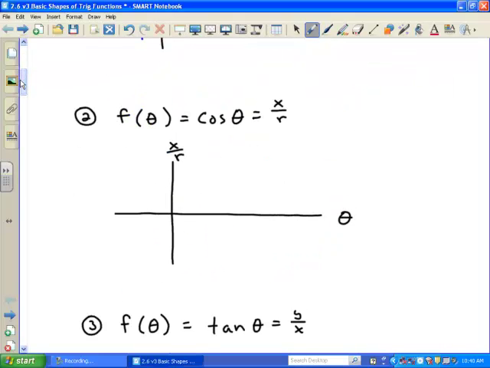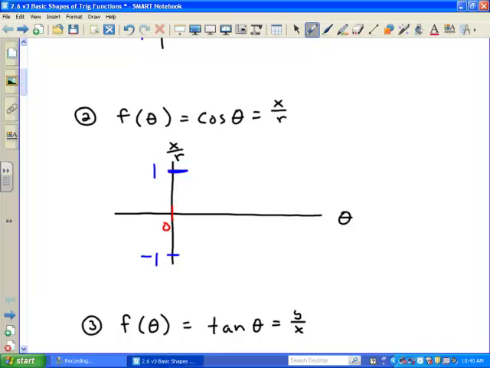Number 2, for f of theta equaling cosine of theta being the value x over r. The horizontal axis is once again theta, and the vertical axis is the value x over r. We found out the restriction on the range of cosine is anything in between 1 and -1. Once again, we're going to have the same quarter points as we did for sine.